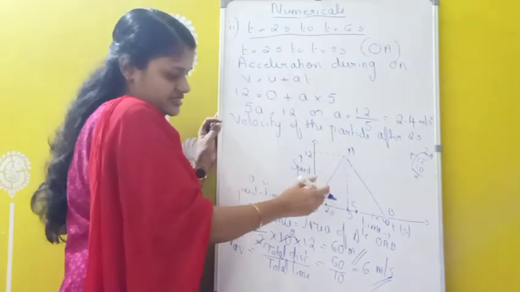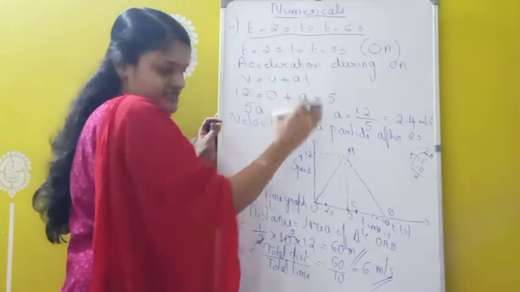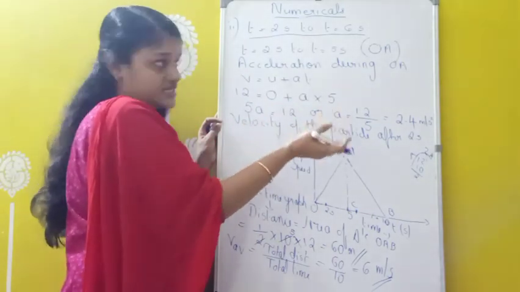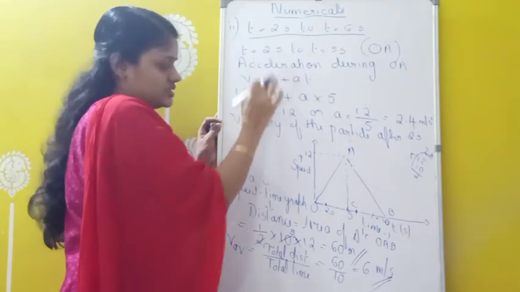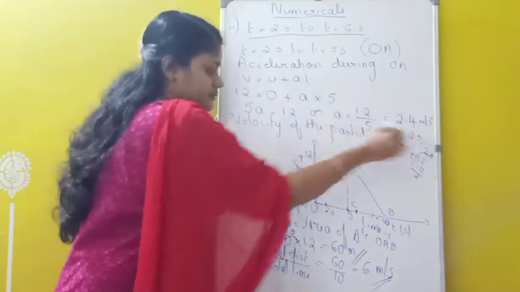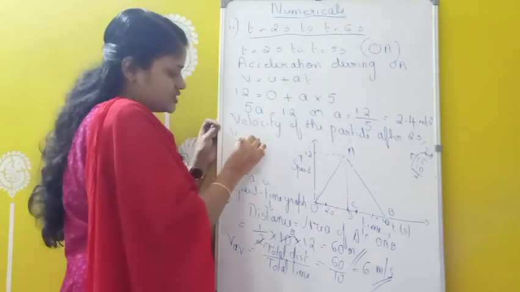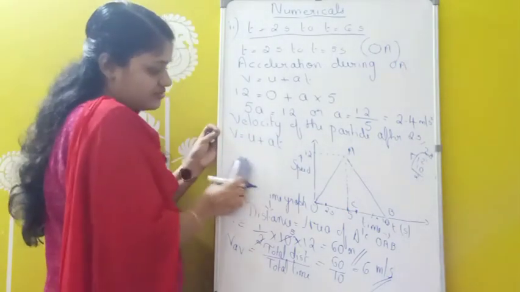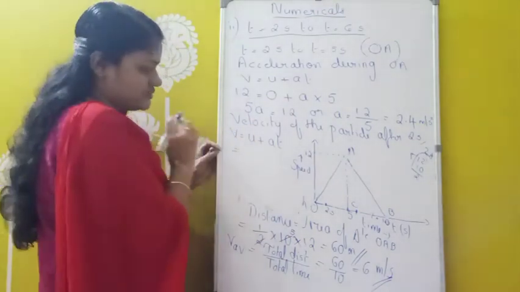So now we got the acceleration for the first part. That means for t equals 2 to t equals 5 seconds, we found out the acceleration. Now what we have to find is velocity, but only after 2 seconds. So we are finding the velocity of the particle after 2 seconds. What is the formula I am taking? v equals u plus at, the same formula. So this v we have to find out.